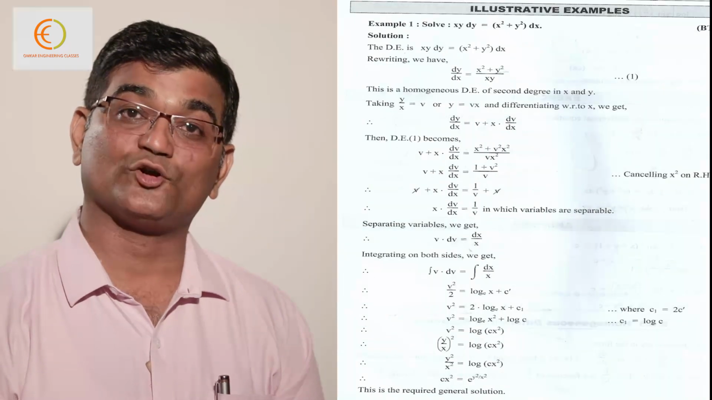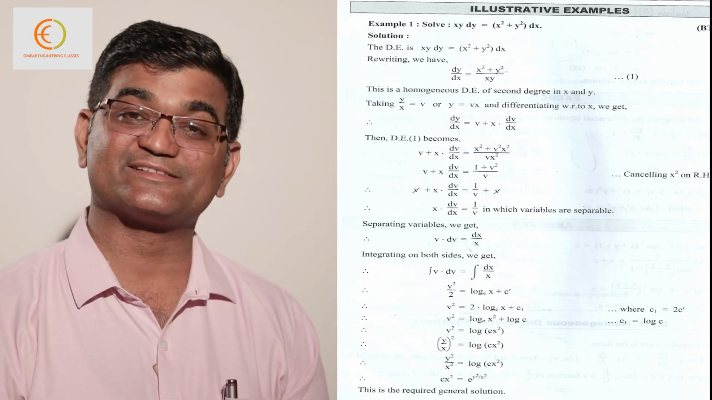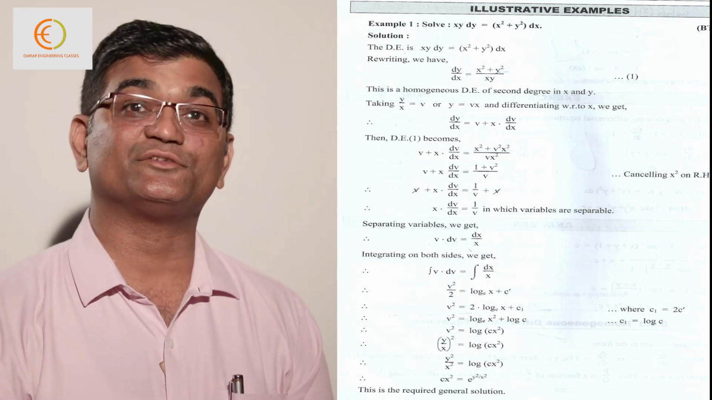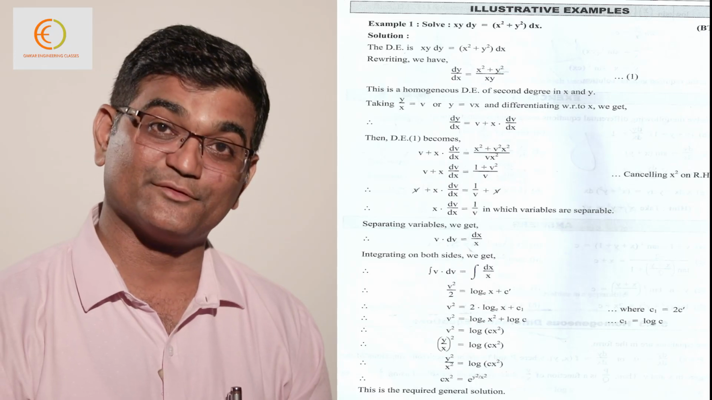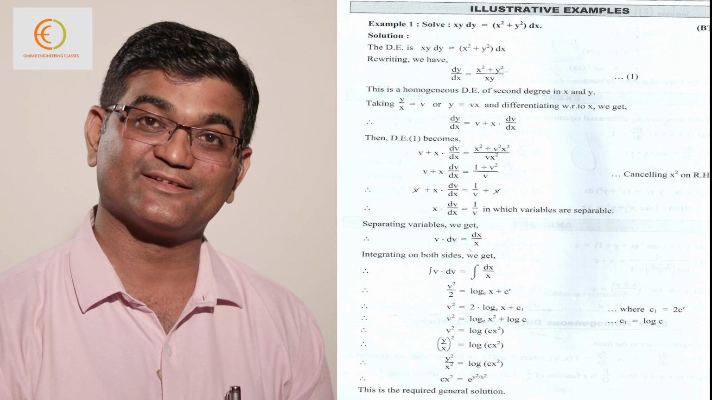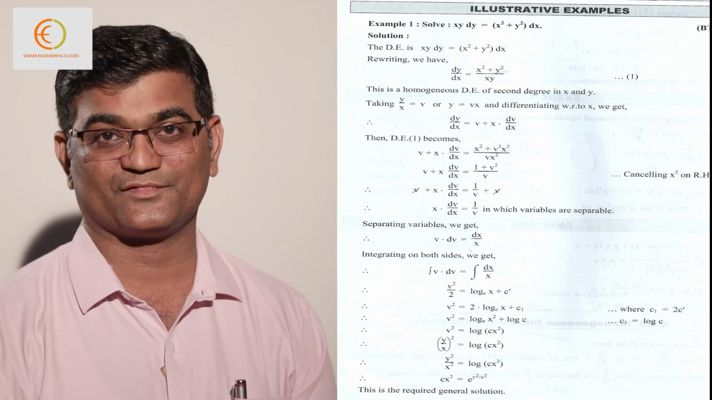In the third case, homogeneous differential equation. In that case, dy by dx is equal to something upon something. In that case, you need to take y is equal to vx as a standard substitution. You need to find out dy by dx, substitute the value of dy by dx in the given equation, separate the variables and solve the problem.